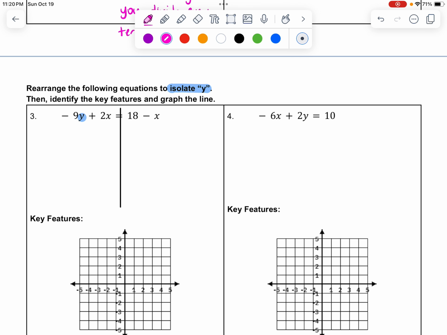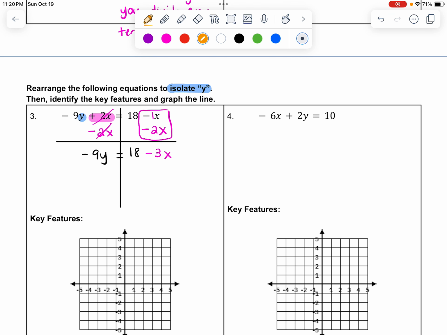I'm going to start with whatever's farthest away from y, so I'm going to start by working on this plus 2x right here. The opposite of plus is minus, so I'm going to minus the 2x on both sides. When I do that, on the left-hand side, I just have negative 9y. And on the right-hand side, the negative x and the negative 2x are like terms. Now, this is an invisible negative 1. So combining those, I get negative 3x. And then I can copy down the 18.